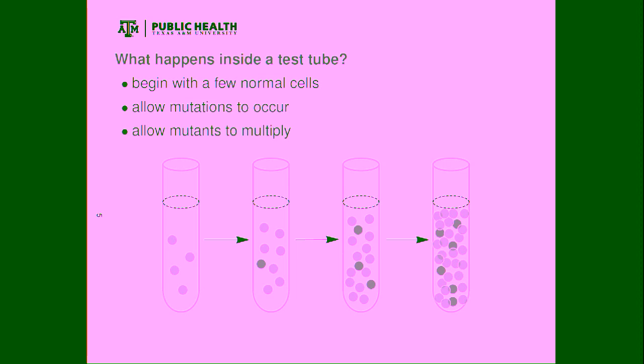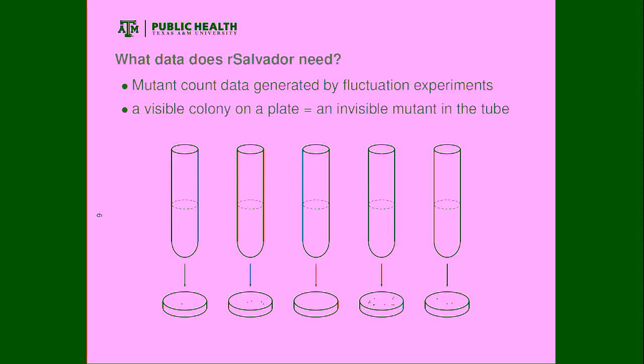So here is one example. What happens in the test tube? It starts with 4 normal cells, then we have 1 mutant cell, next we have 3 mutant cells, and finally we have many mutant cells. So how can we estimate the probability for mutation to occur? That is the purpose of my package.